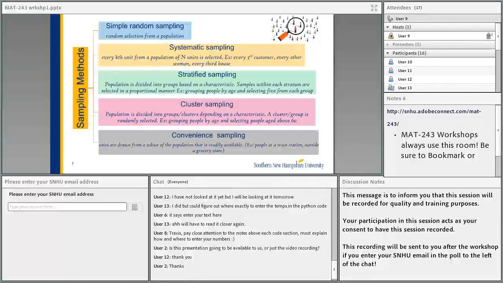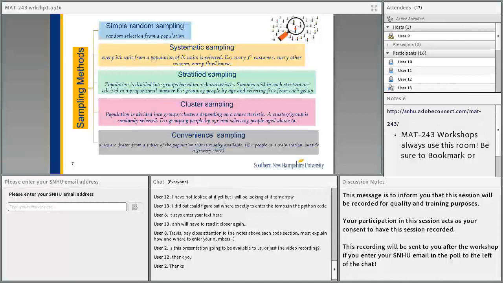Cluster sampling, on the other hand, is very similar to stratified, except that here I'll be selecting the entire group and not a few people from every group. So if I'm trying to group people by age, and let's say I select all the people above 60, that is cluster sampling, where my entire group is selected.